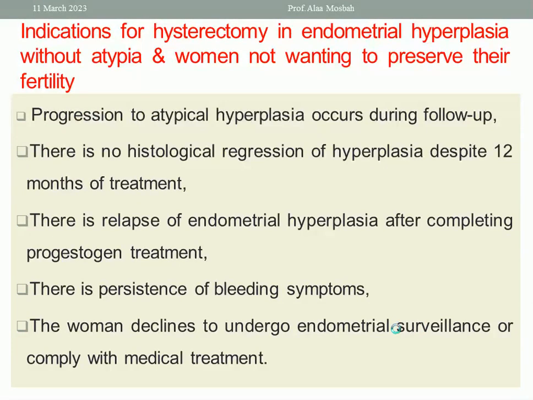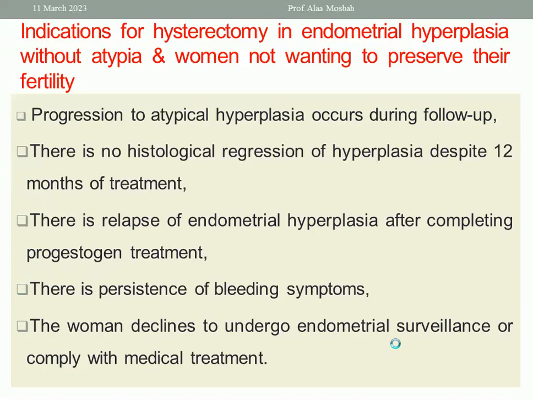Okay, what about indications for hysterectomy in endometrial hyperplasia without atypia and the woman not wanting to preserve her fertility? What is the indication for hysterectomy in such cases? If there is progression to atypical hyperplasia occurring during follow-up, or if we did follow up and found no histological regression of hyperplasia despite 12 months of treatment. So no regression despite 12 months of treatment, the maximum duration for treatment. So you should do hysterectomy. This is the only line of treatment after failure of the medical treatment.